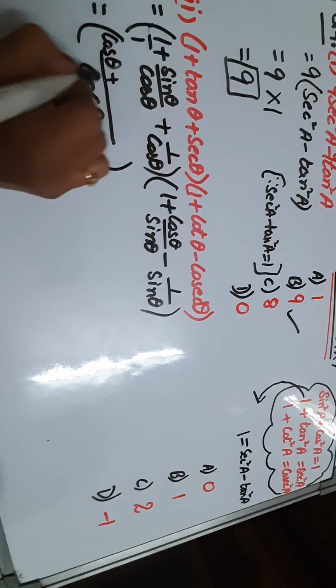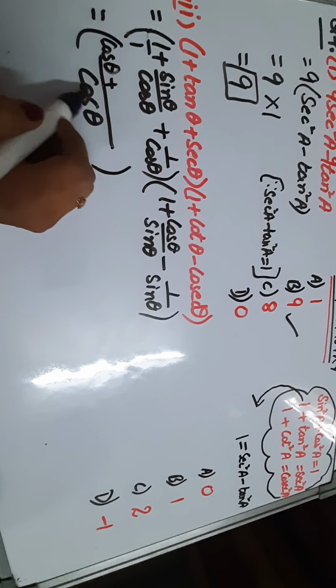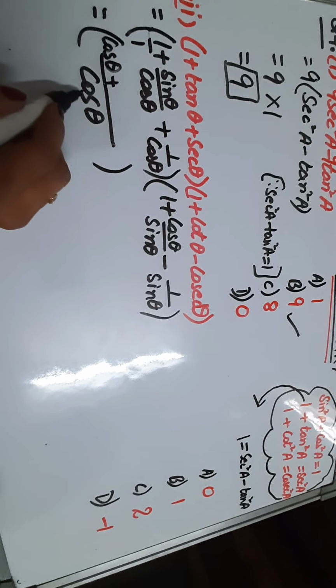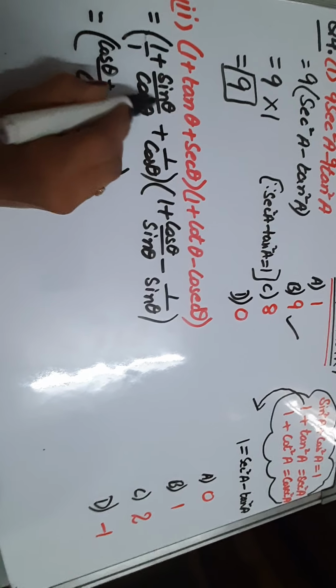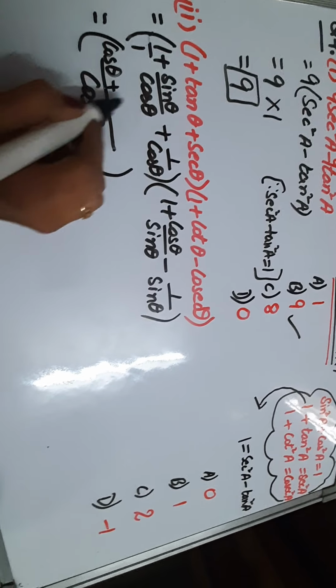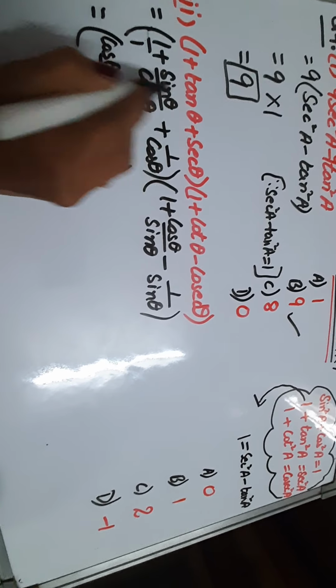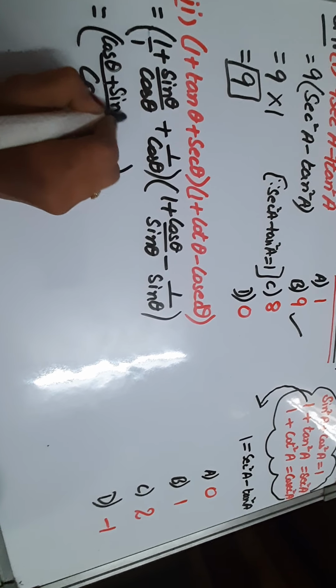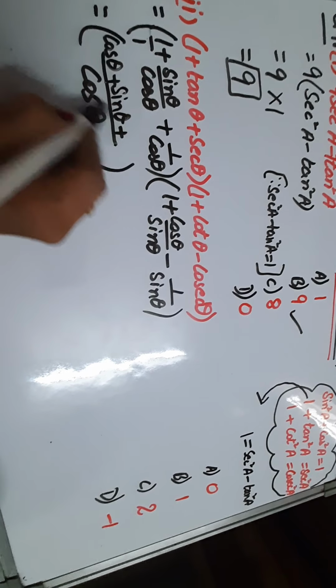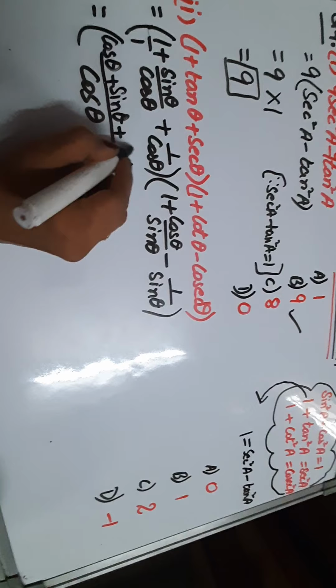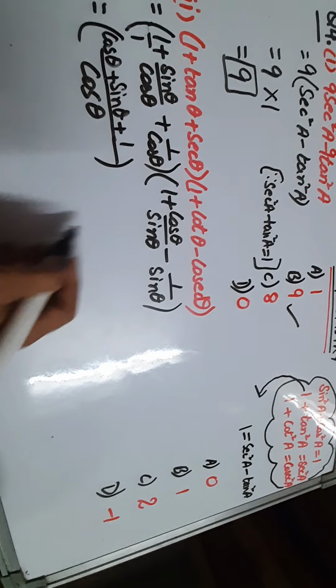Then plus. Now again compare the denominators. Here is cos theta, here is cos theta. Both are the same. Nothing is missing. So if the denominator is the same, then the numerator will be the same. Plus, again the denominators are the same, so the numerator will be taken the same.